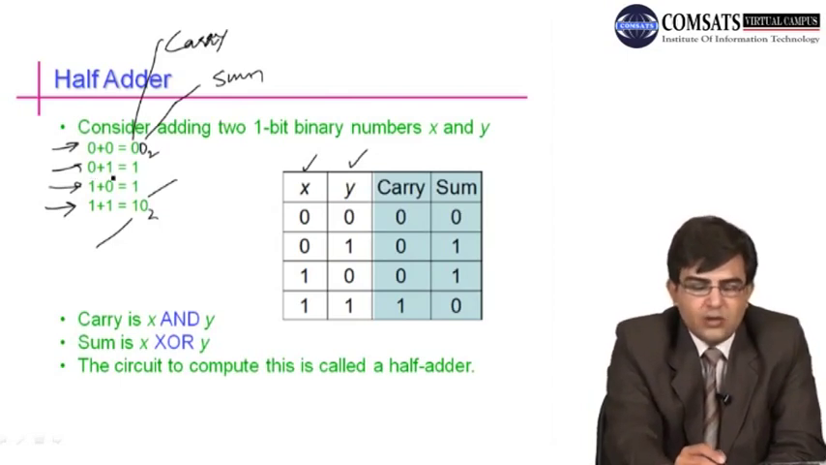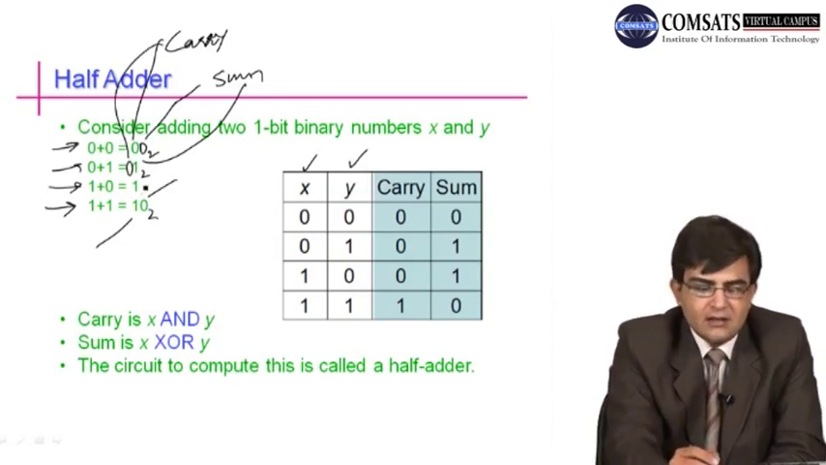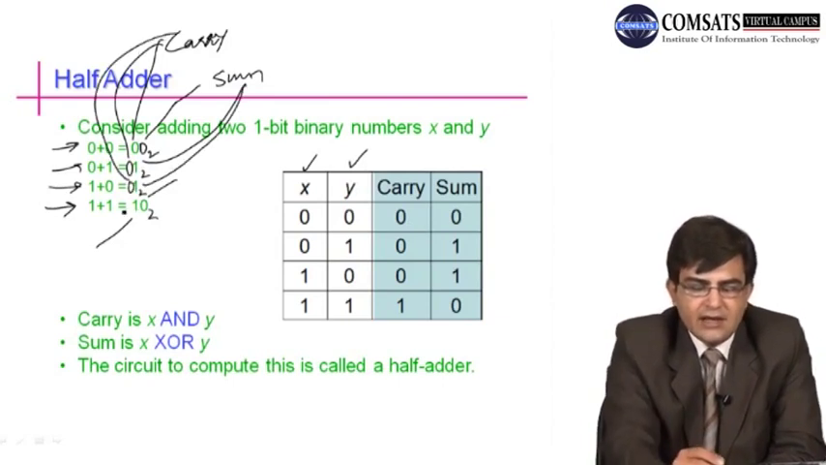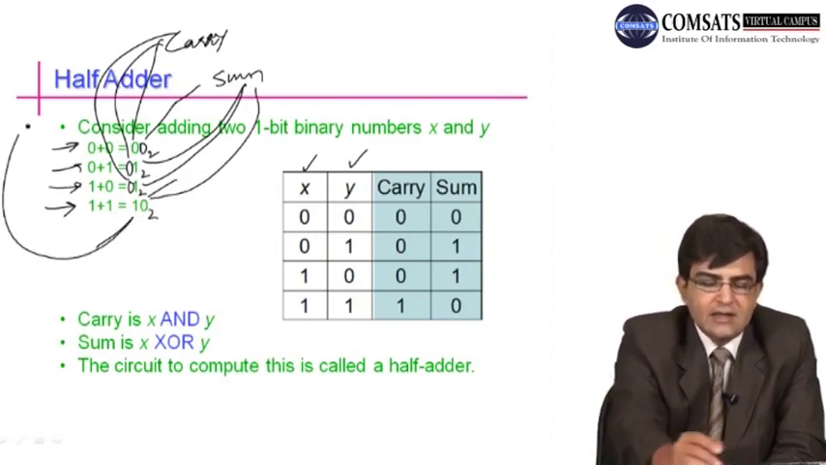When we add up 0 and 1, we have 1. This can be written as 0, 1 in base 2, where 1 is sum and carry is 0. This can also be written as 0, 1, base 2. 1 is sum and 0 is carry. When we have 1 plus 1, we have 1, 0. This 0 is sum and this 1 is carry.